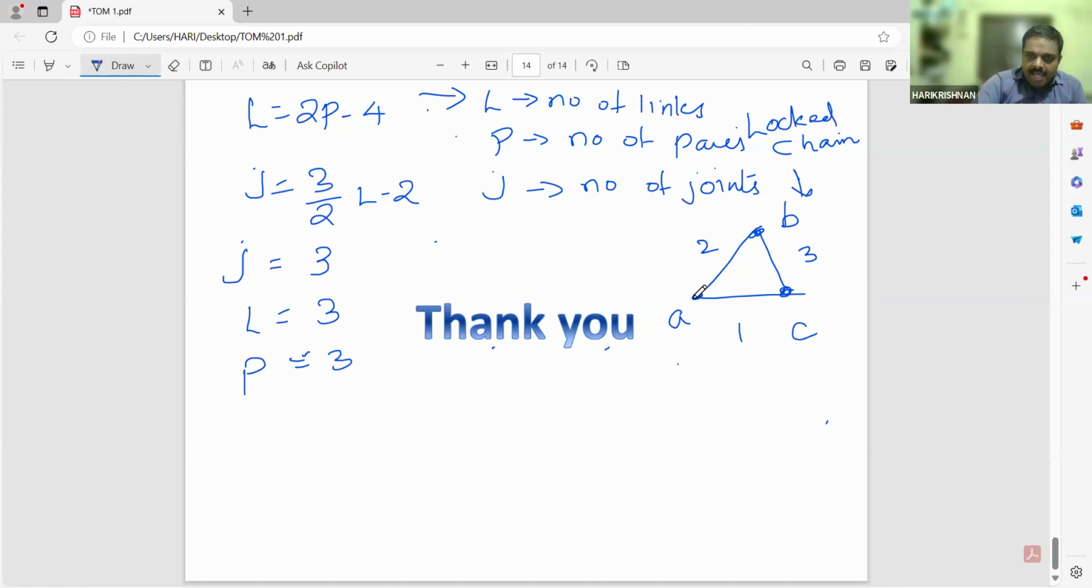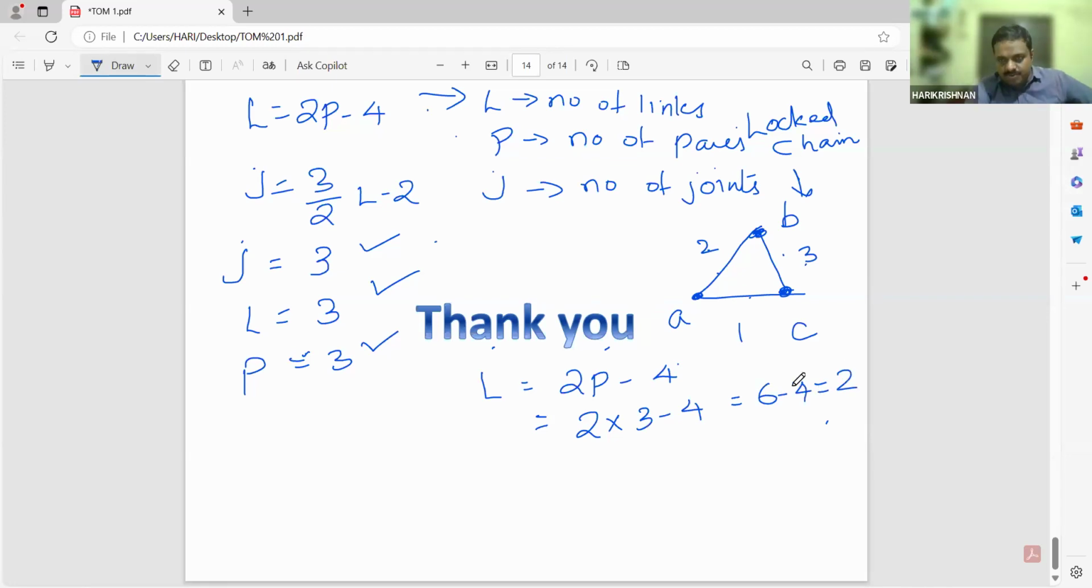Once again, I will explain. A, B and C are the joints, so 3 joints. Similarly, first link, second link, third link, so 3 links. Similarly, 1 and 2, pair 1; 2 and 3, pair 2; 3 and 1, pair 3. So how many pairs are there? 3 pairs. So what is our equation? L is equal to 2P minus 4. How many pairs are there? 2 into 3 minus 4. So what is 6 minus 4? The value is 2. Okay, is the concept clear for you? Any doubt?